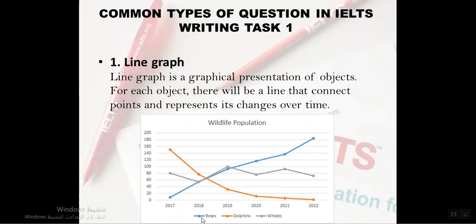For example, here we have wildlife population. The blue line is about bears, the orange line is about dolphins, and the gray line is about whales. Here we have 2017, 18, 19, 20, 21, 22. You're going to compare between those three lines, bears, dolphins, and whales, about their population. This is what the line graph looks like.